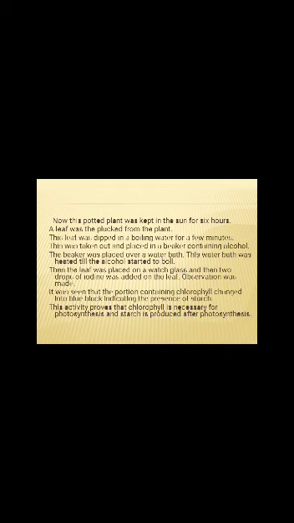Then the leaf was taken out and placed on a watch glass, and 2 drops of iodine were added. Observations were made, and you can see that the leaf changed to blue-black, indicating the presence of starch. This activity proves that chlorophyll is necessary for photosynthesis and that starch is produced during photosynthesis.